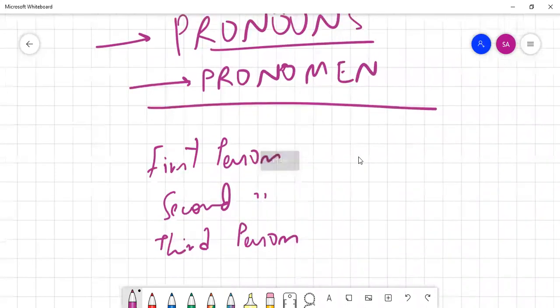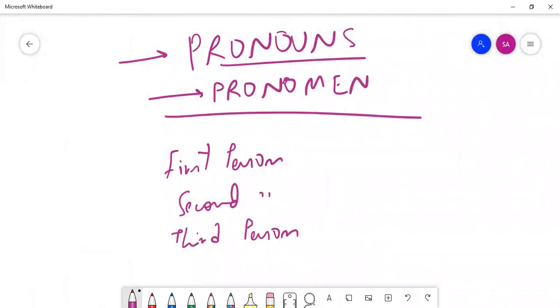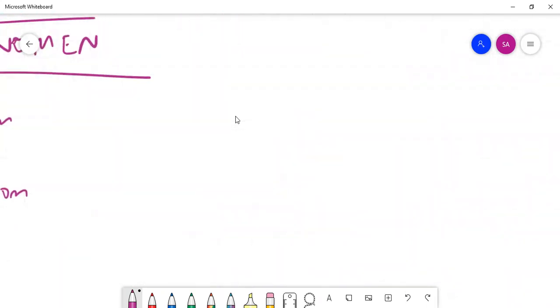So I was talking about the pronouns, which is in German known as Pronomen. These are the words, not verbs, which are used to replace a noun. I just gave an example.